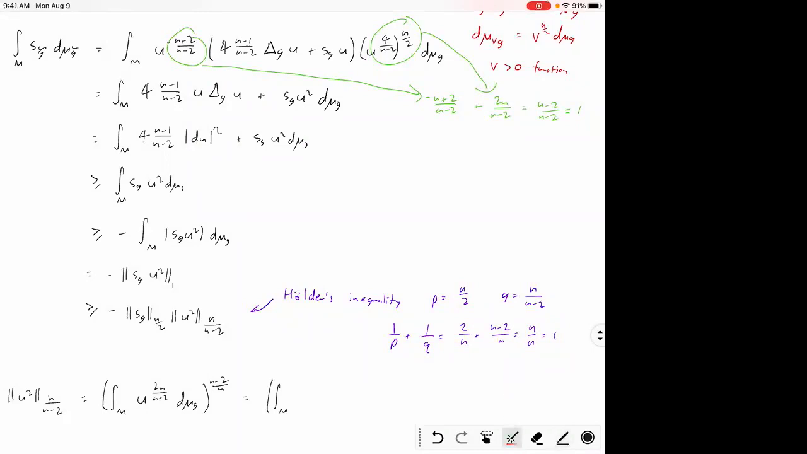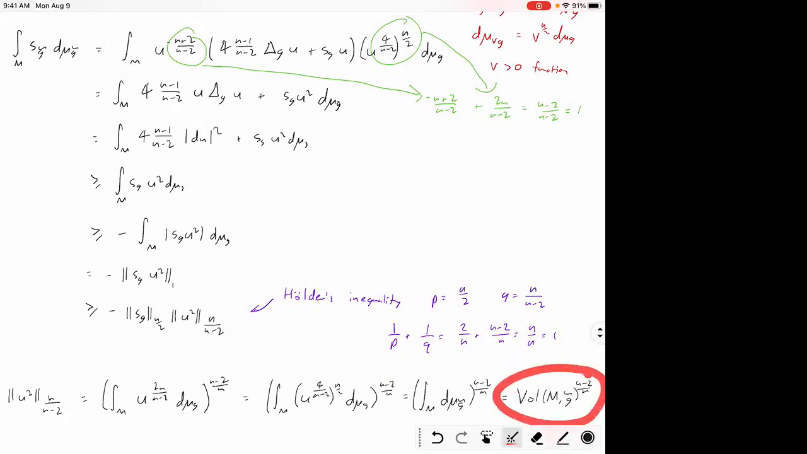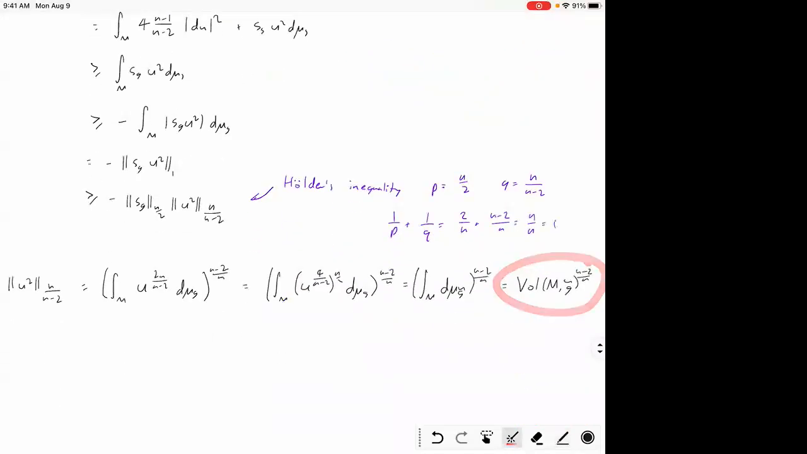But this expression here, u to the 2n over n minus 2 d mu g, is exactly what we got over here for d mu g tilde. So this is u to the 4 over n minus 2 to the n over 2 times d mu g. The volume. And note, this is exactly the denominator that you would need for the Einstein-Hilbert functional.